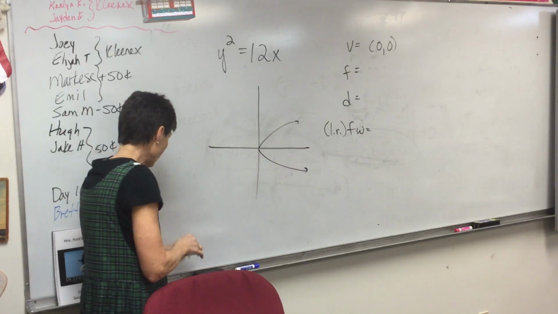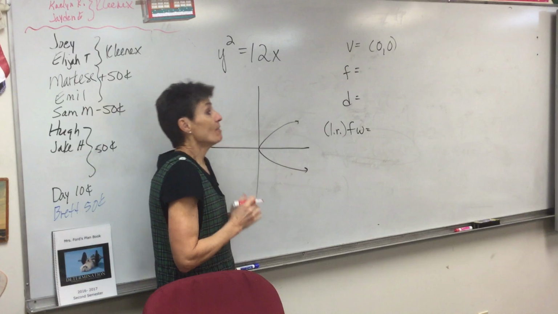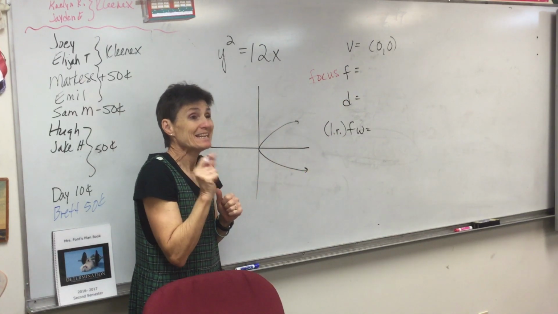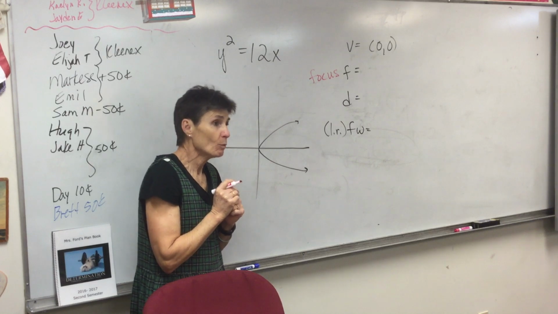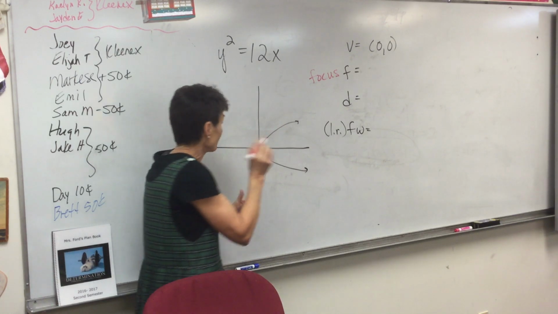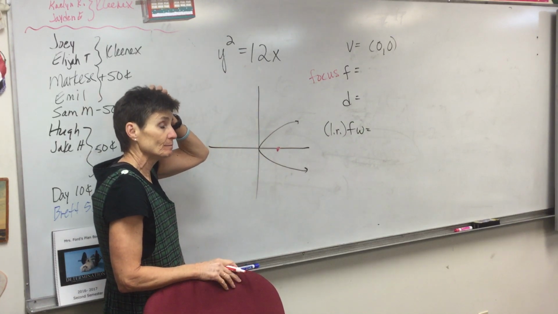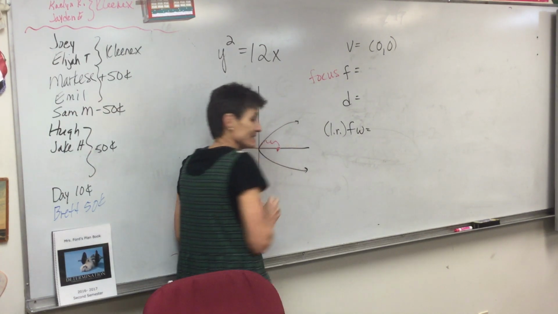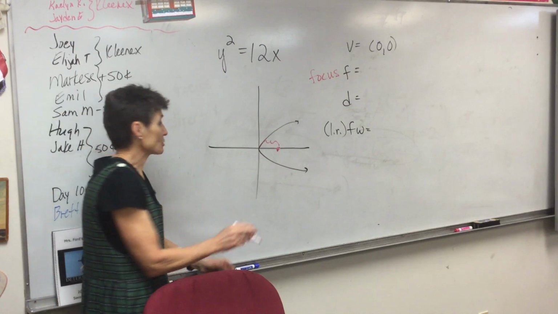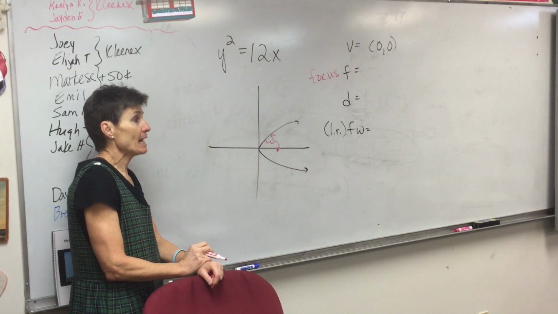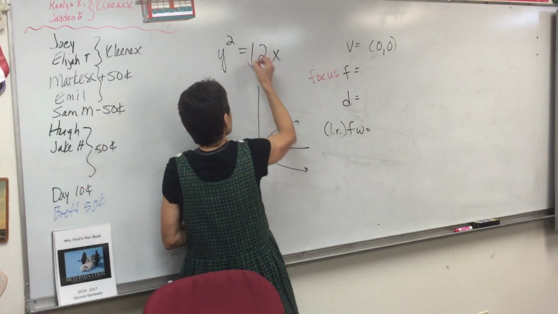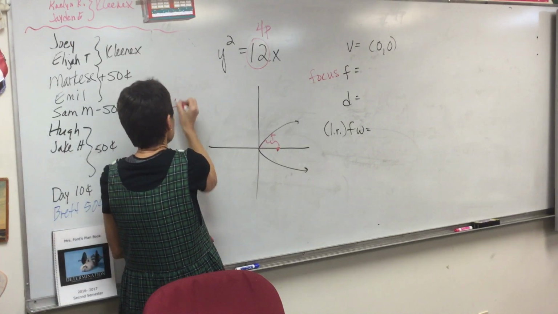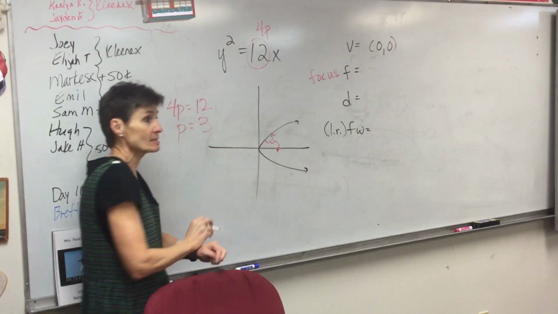Now, why is that a critical piece of information? Because the focus, remember F stands for focus, is a point inside the parabola. If you don't know which way it opens, you can't put the focus down there. In order to know where it is, you need to know what this distance is. That distance we call P, and in every parabola equation, this number is 4P. Always 4P. So 4P is 12, which means P is 3.